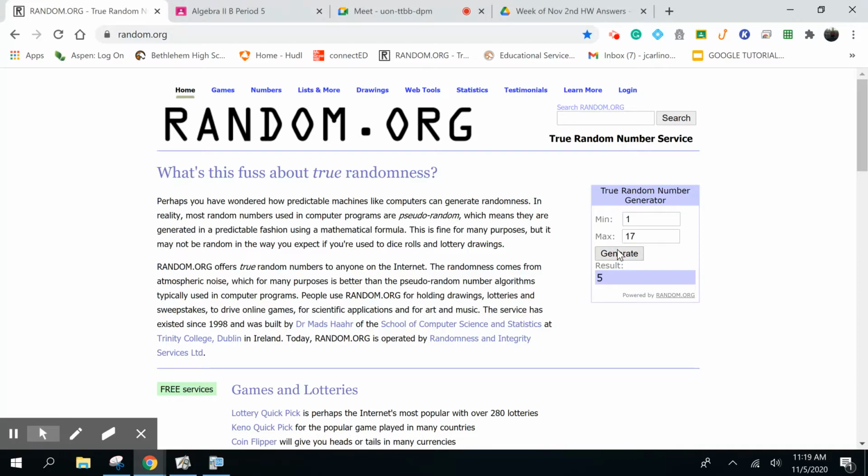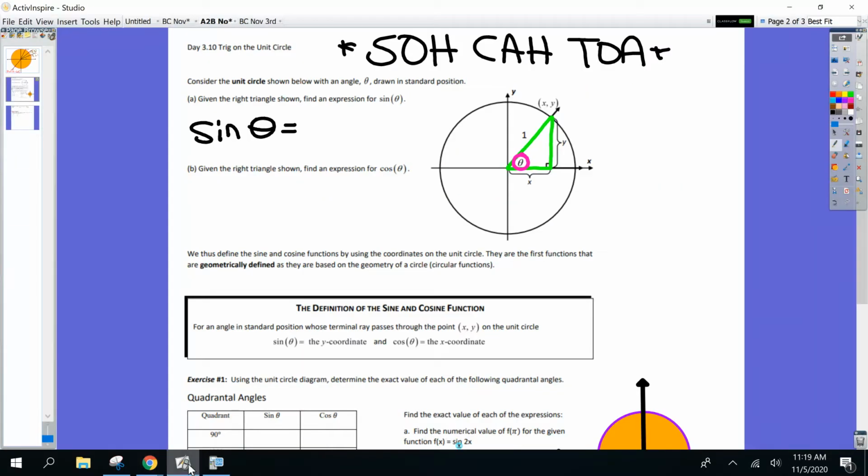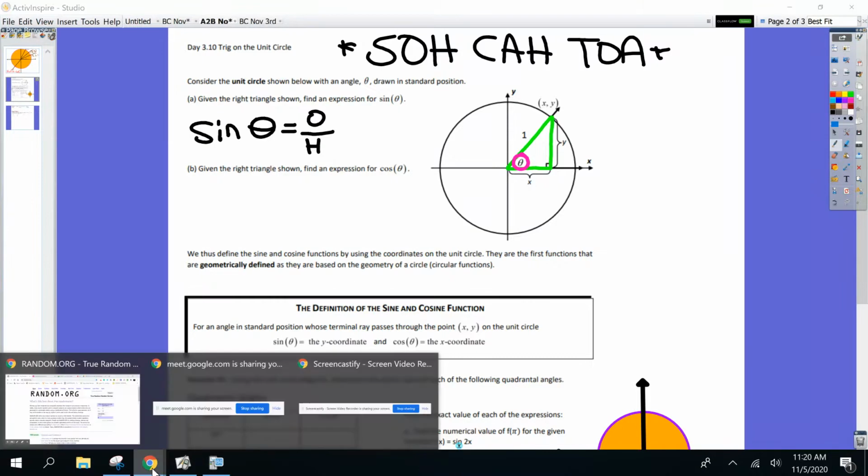Here we go. Ella, what's sine equal to if you look at SOHCAHTOA? Opposite over hypotenuse. Good job. It's the opposite side over the hypotenuse side. So now everyone go to the triangle I put in the unit circle. Tell me the side I've labeled opposite and the side I've labeled as the hypotenuse. What are on those sides?